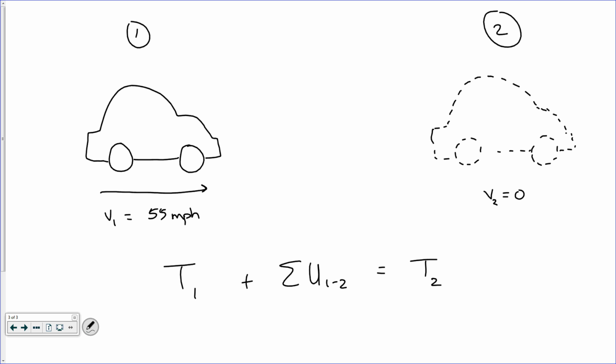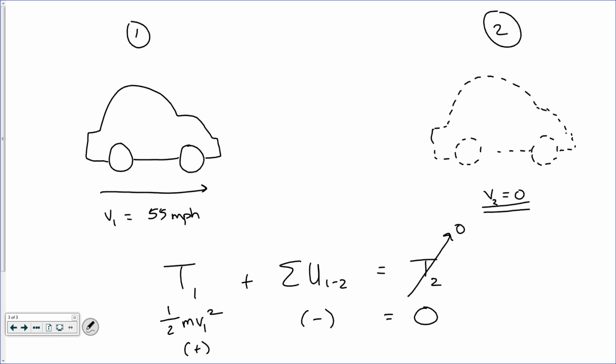Now in this case, T2 is going to be equal to 0 because the speed at the end is 0. T1, on the other hand, is 1/2 mv1 squared. The mass of the car is going to be positive, and the speed of the car squared is always going to be positive. So that means the net work in this case must be negative if I'm going to have this equal to 0. This will be a positive value. The kinetic energy is always positive or 0. It's never negative. So the kinetic energy is some positive value, and the net work must be negative, so that the sum equals 0.